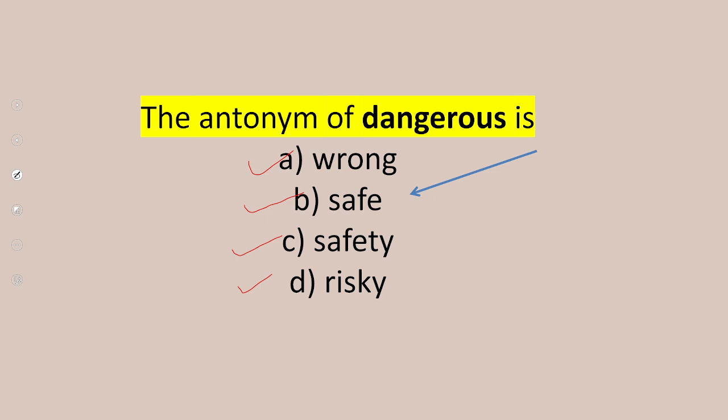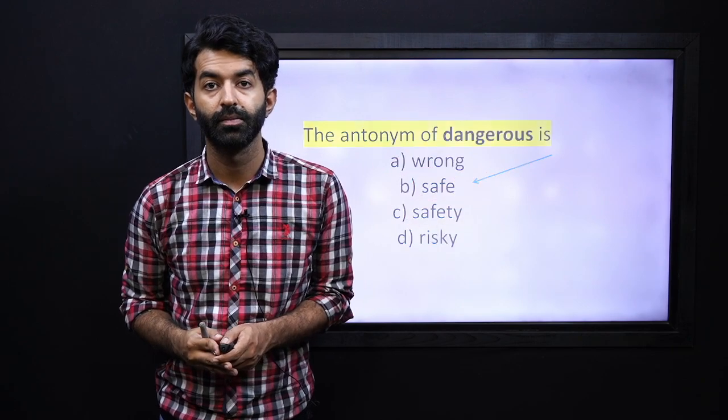The antonym of dangerous is safe. If something is not dangerous, then obviously it is safe. Not safety, because the concept of safe is safety, but we just want the name of the concept. That's why we chose the word safe as our correct antonym of the word dangerous.